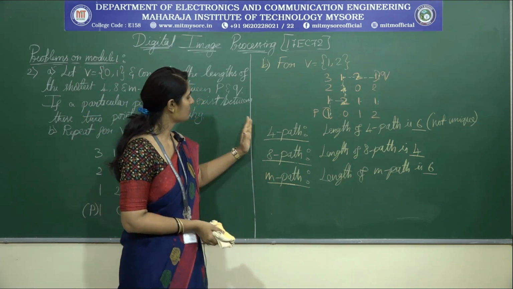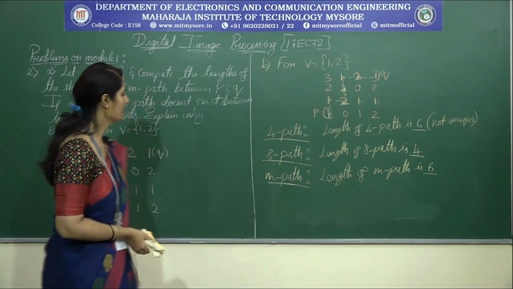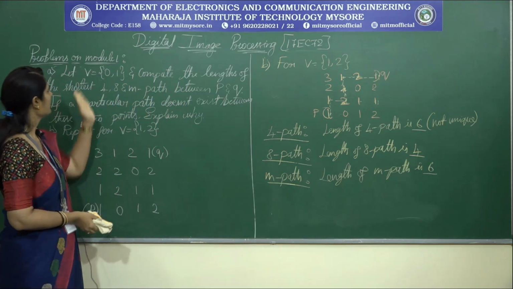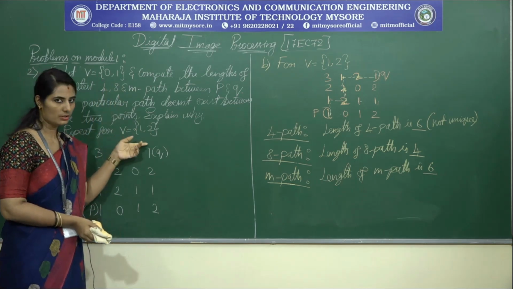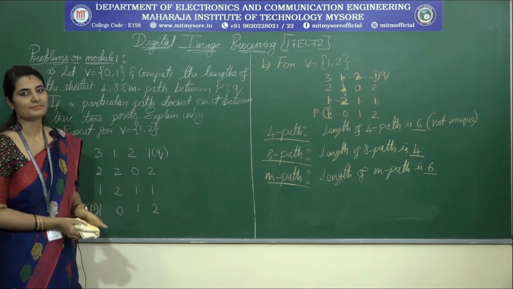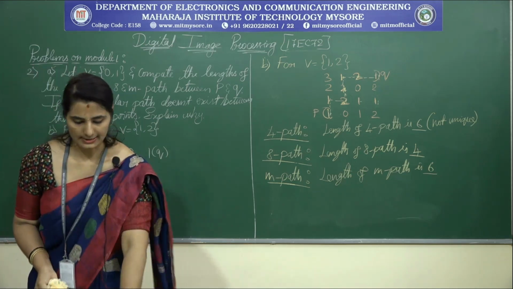So this is all about 4 path, 8 path and M path for the given set V {0, 1} and {1, 2}. Okay. So now let me take the next problem.